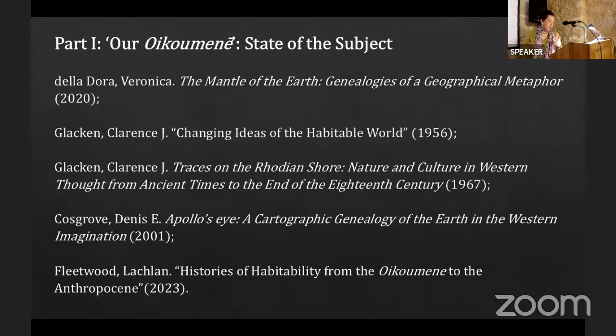So a few words about the subject, the state of the art, the methodology. The Oikoumenē as a concept was fundamental in cultural, political, and imperial geographies, ancient as well as medieval, and it was connected early on, and especially since Alexander the Great and later on by Polybius, to the idea of universal hegemony.